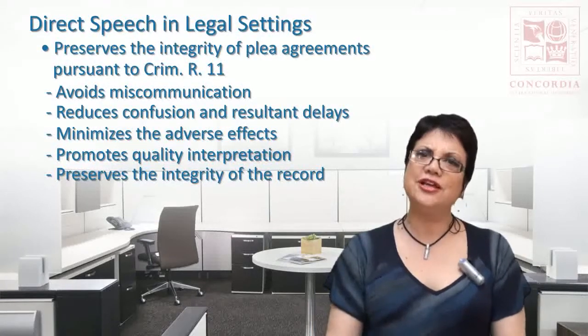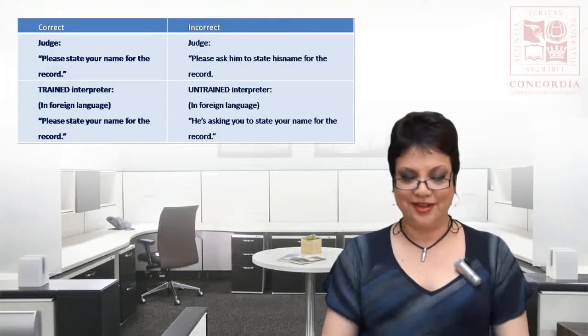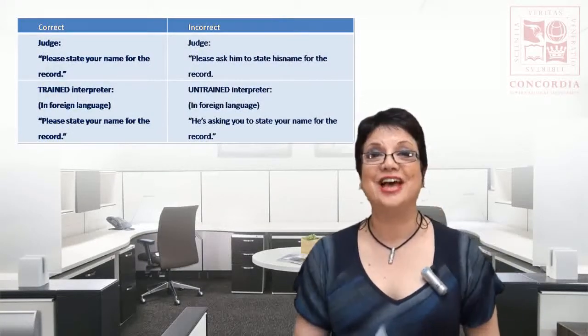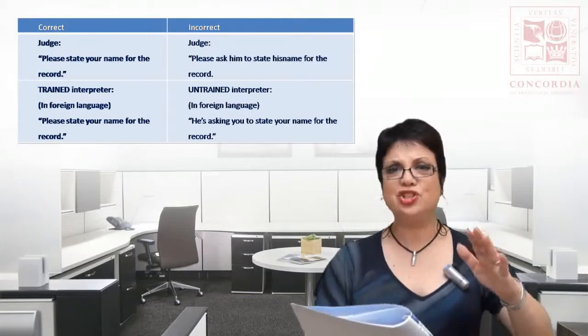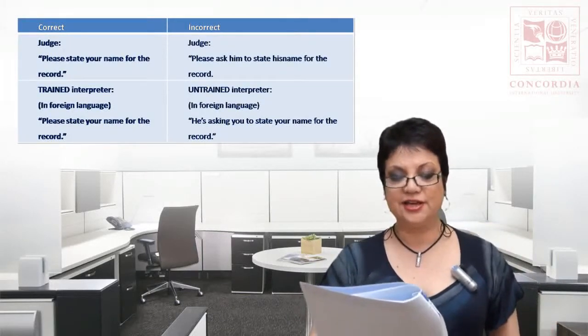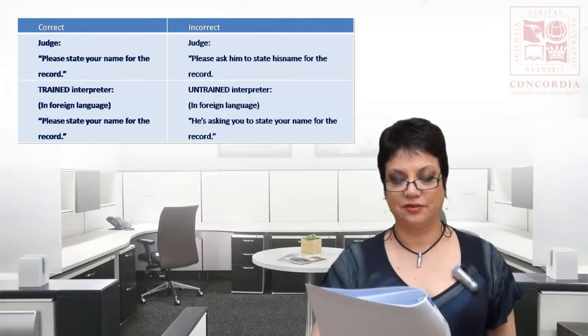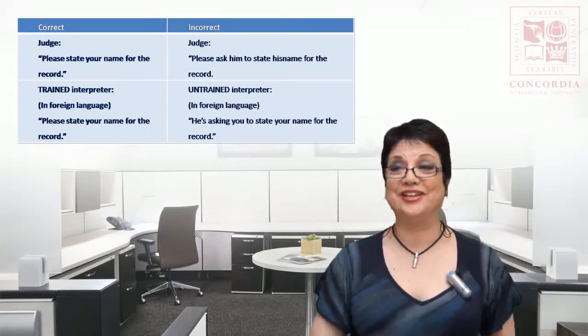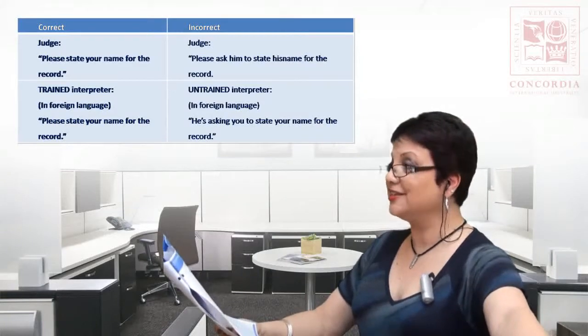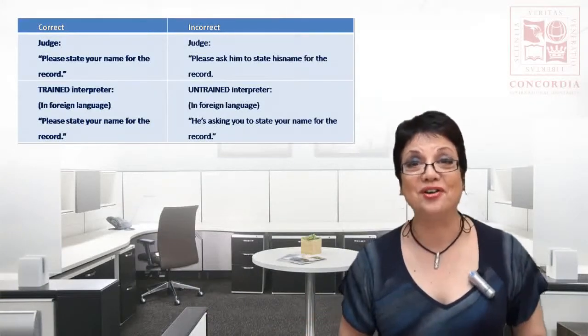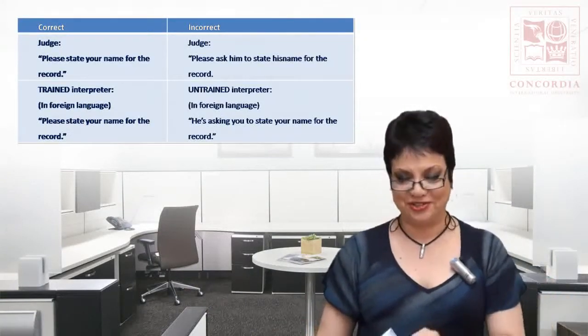I will actually attract your attention to this chart here, to this beautiful comparison. What can be right, what can be wrong. For example, the judge is saying, please state your name for the record. The judge would never actually turn to you and say, please ask him to state his name off the record. No, that's wrong. The judge knows that. You should know that too.